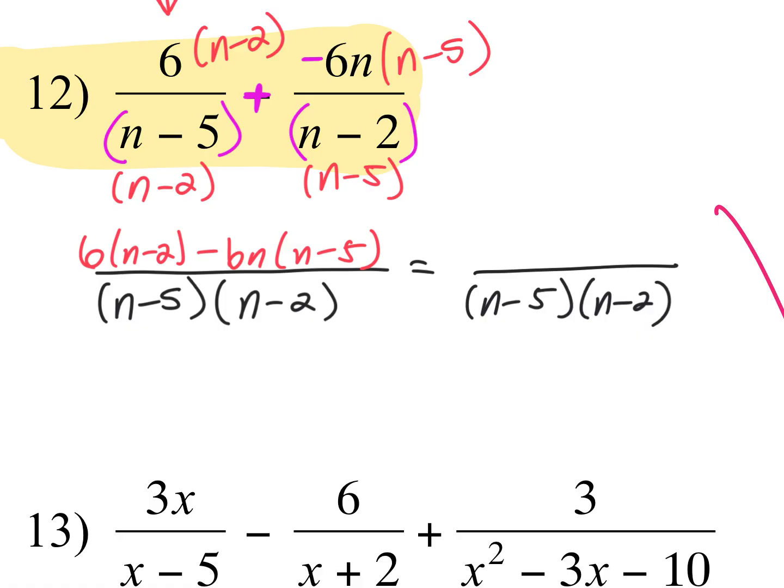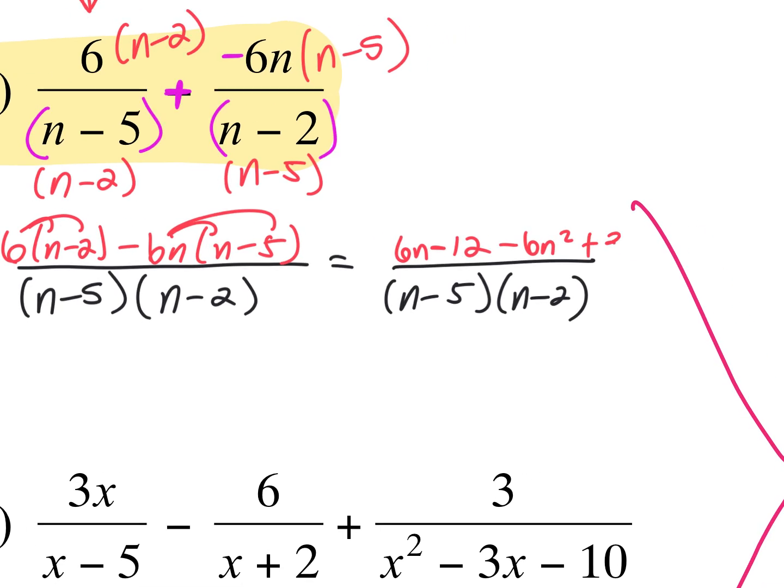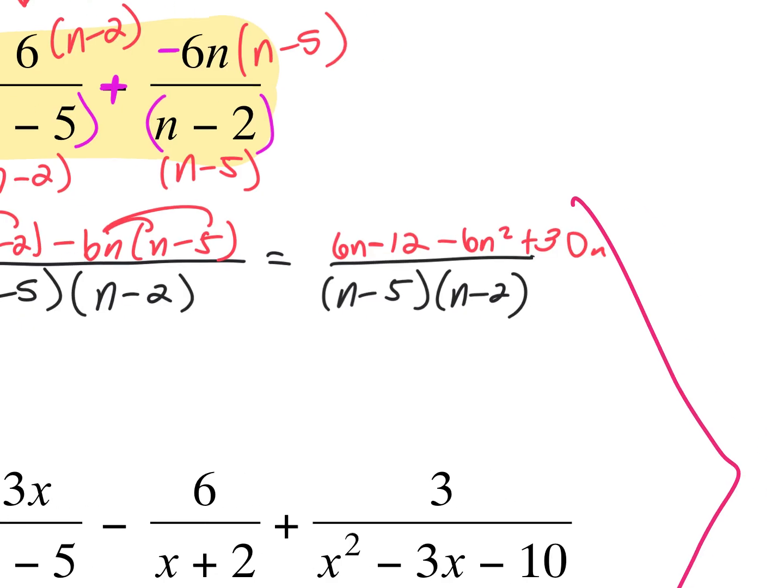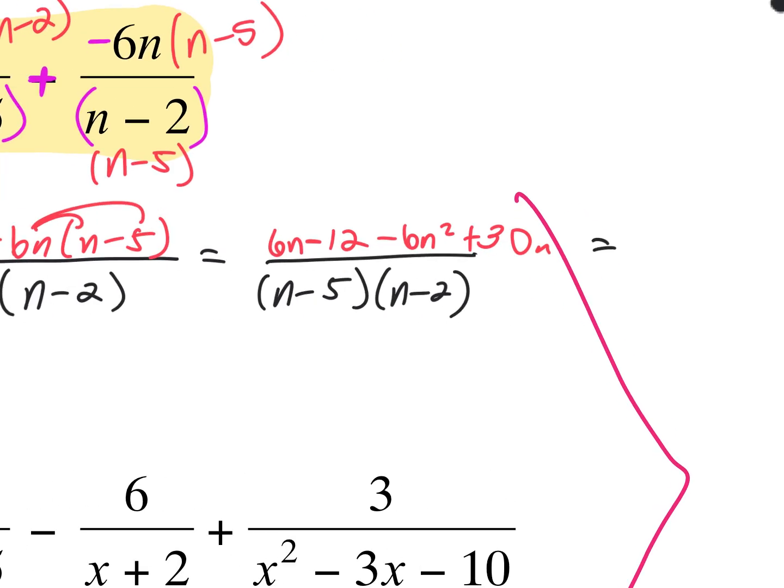So now let's distribute that 6. 6 times n is 6n. 6 times negative 2 is minus 12. Negative 6n times n is minus 6n squared. And then negative 6n times negative 5 is what? Plus 30n. Now let's rewrite it in standard form and combine like terms.